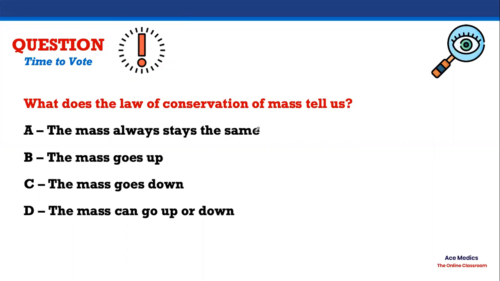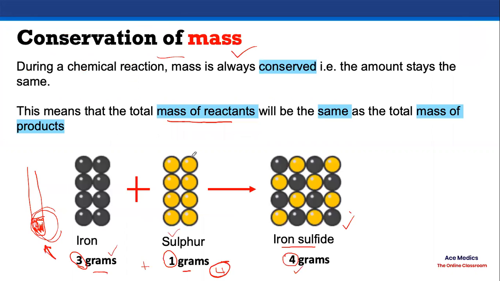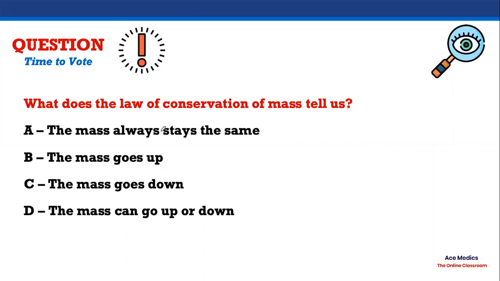Yeah, so the conservation of mass is this rule that we're talking about here. This law says that during a chemical reaction, the mass is always conserved, as in the amount will stay the same. So the right answer for this, which the majority of you got right, is A. Yes, so the conservation of mass is telling you that the mass will always stay the same.